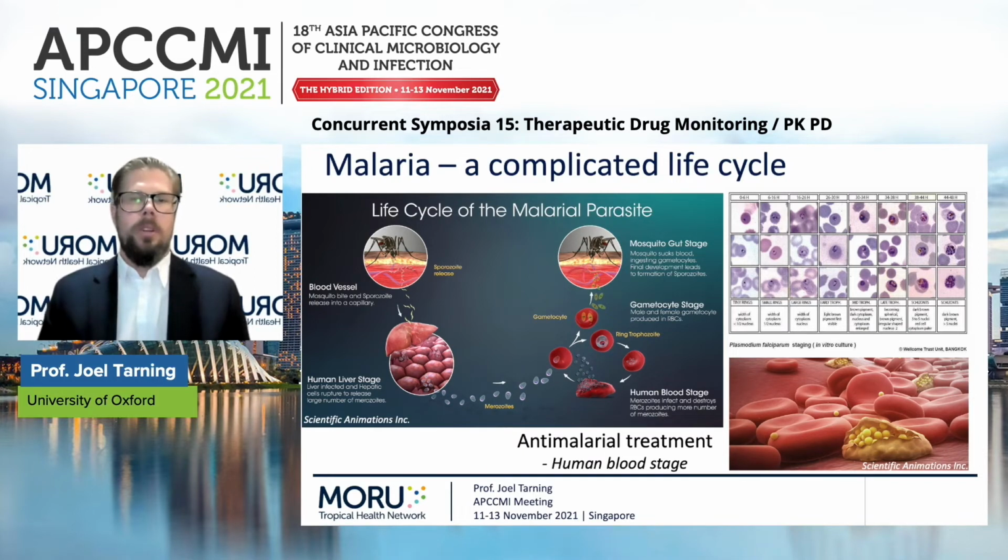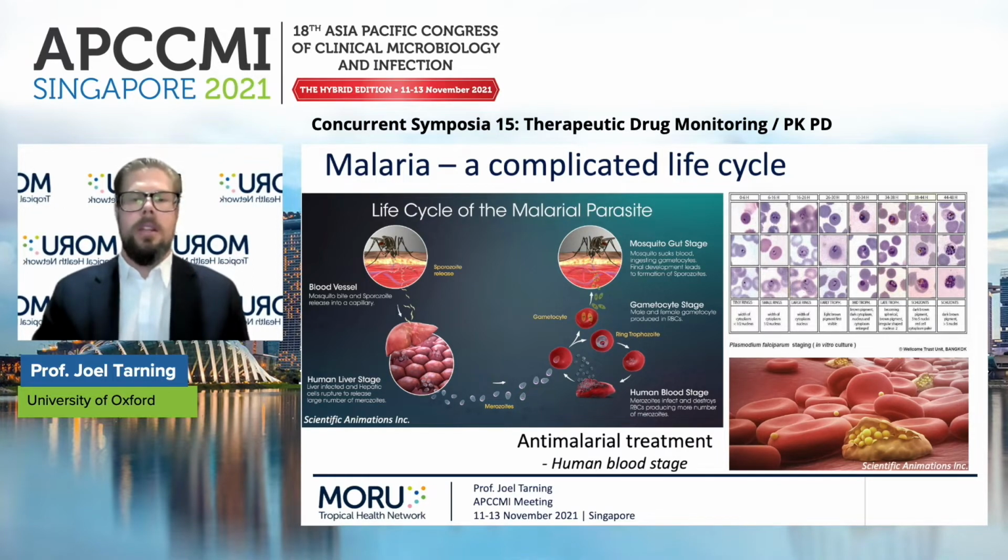Malaria has a rather complicated life cycle. It starts up here to the left with a mosquito blood meal, where the mosquito bites and releases sporozoites into the bloodstream that within minutes reaches the liver. Within the hepatocytes, these sporozoites mature, replicate, and then are eventually released from the liver cells into the bloodstream as merozoites.